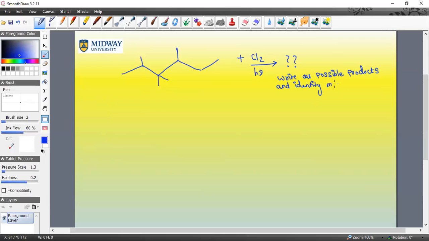For now, identify major and minor products simply based on whether the products were generated from a primary, secondary, or tertiary free radical. Again, you may have to go back to the previous video or even rewind this video to remember which radicals constitute primary, which constitute secondary, which constitute tertiary. And when you have that information, then you know what the products will be.